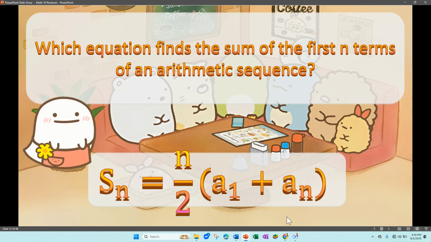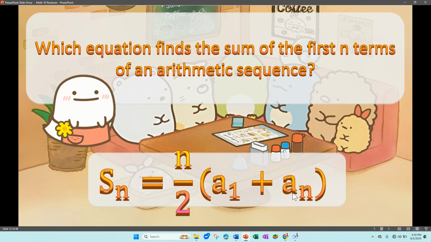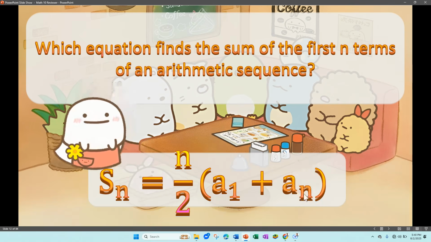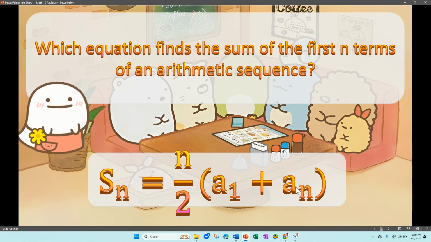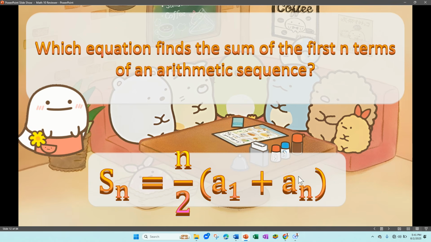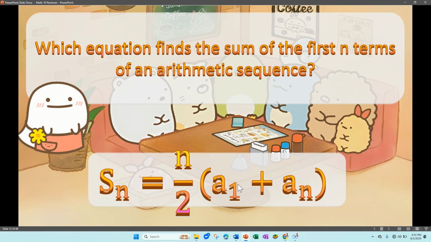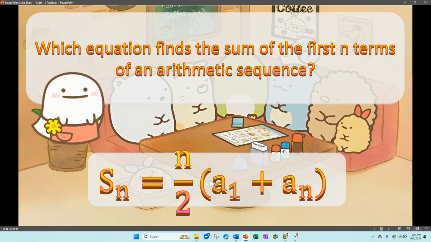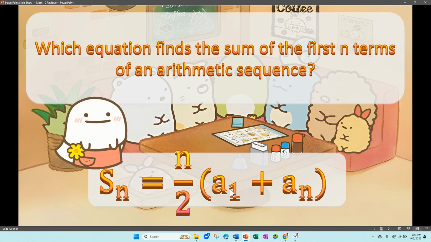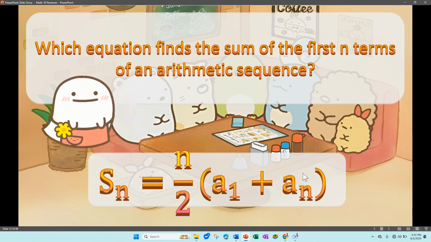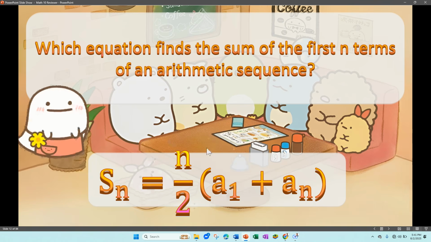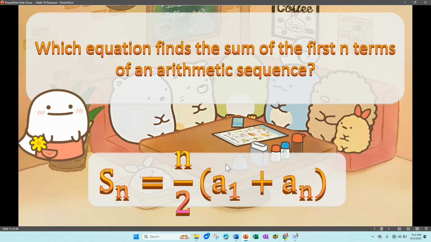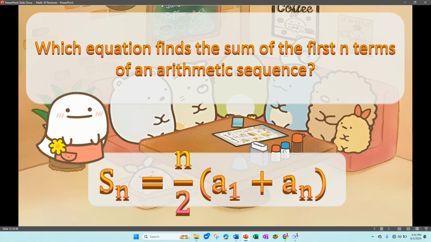Alam naman natin, di ba, sa previous question po, that the value of a sub n in arithmetic sequence is a sub 1 plus the quantity of n minus 1 times d. So, papalitan na po natin yan then magkakaroon tayo ng dalawang a sub 1. And that is 2a sub 1 plus the quantity of n minus 1 times the difference. So again, ito po yung dalawang formula ng sum of the first n terms of an arithmetic sequence.